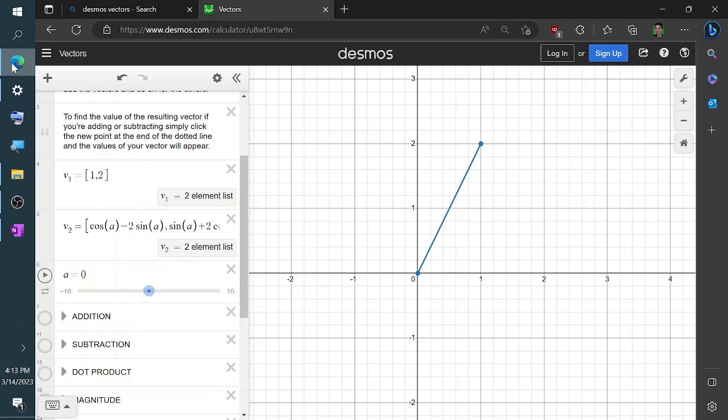Okay, here I am on Desmos looking at the graph of the vector 1, 2.